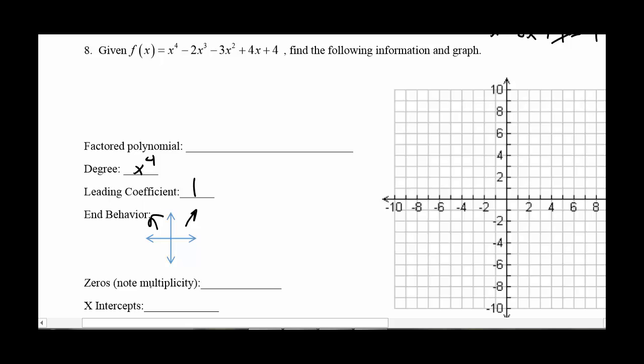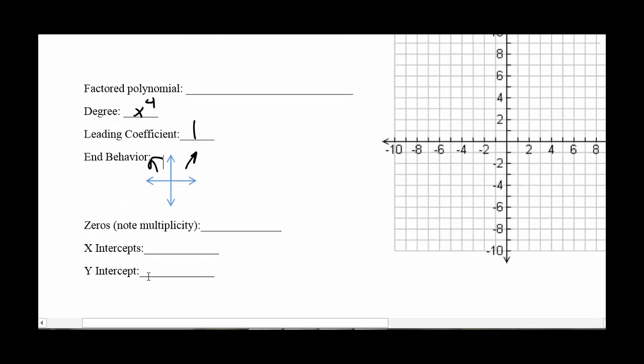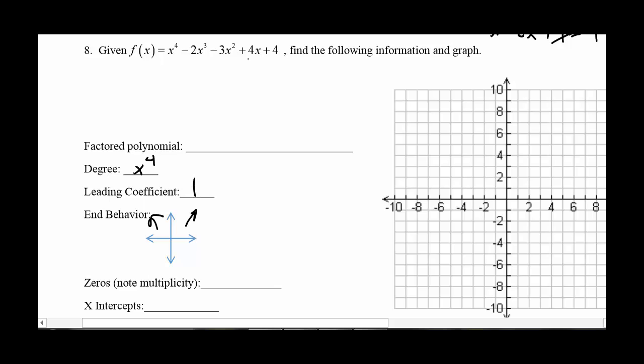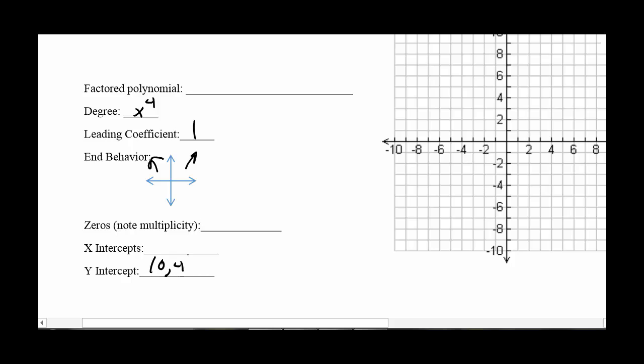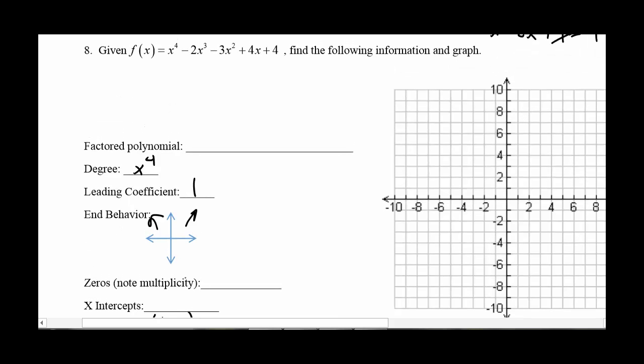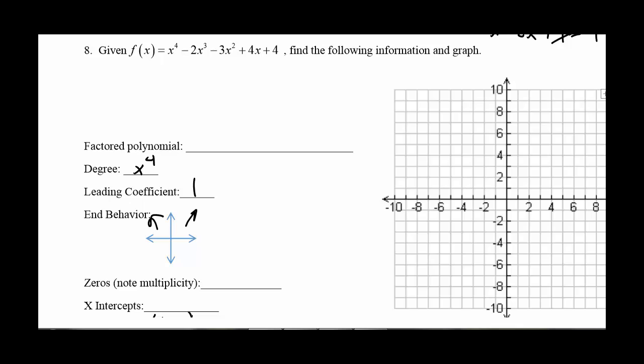Zeros I'll get once we figure out the factored form. Y-intercept I can do though. Y-intercept, if I put 0 in, hopefully we get a 4 out of that. So 0, 4. Okay. The rest of this information we need to wait until we've actually figured out factored form. So let's go through rational roots theorem, and just observation on the actual test.